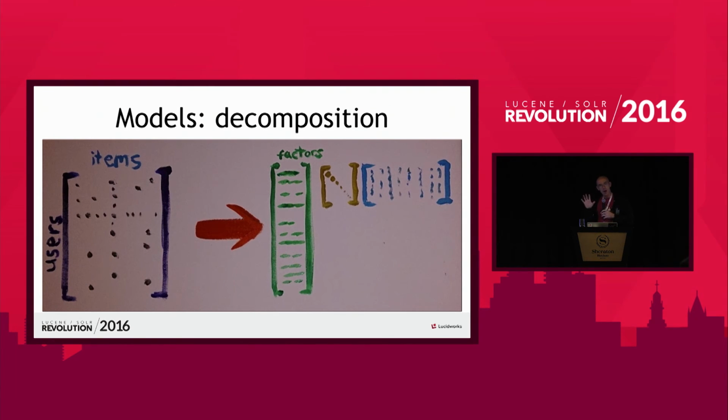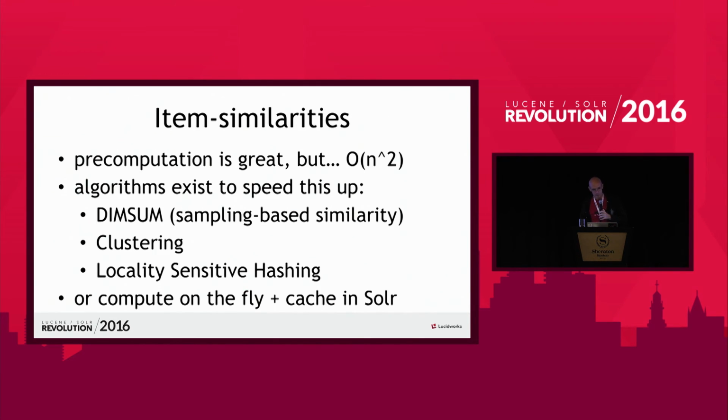So there are some gotchas. I mentioned computing item-item similarities earlier. Pre-computation is great, but even if you only store the top n times k, you have to compute n squared. That's often big. Even if you only have like 100,000 items in your catalog, 100,000 squared is big. And if each one is a dot product or something more complicated than that, then this is really ugly. So there are algorithms to speed this up.